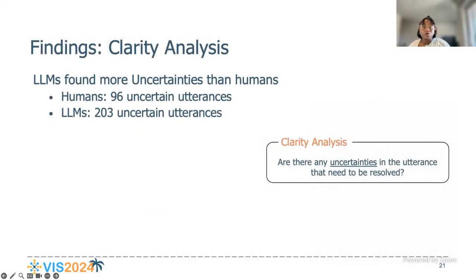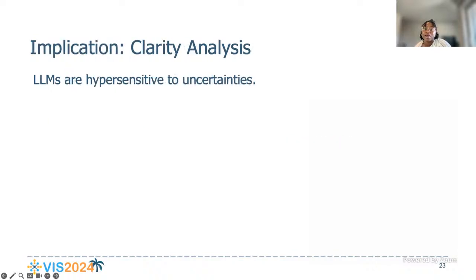So first, for clarity analysis, we found that the LLMs actually identified more uncertainties than humans. While only 96 uncertain utterances were found by humans, LLMs on average found about 203 uncertain utterances in the entire corpus of 500 utterances. And only 25% of these uncertainties that were identified by LLMs overlapped with humans. This indicates that LLMs are potentially hypersensitive to uncertainties in utterances.